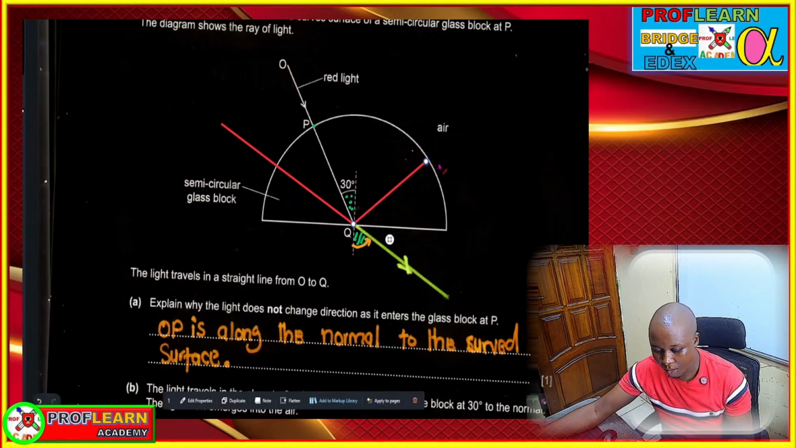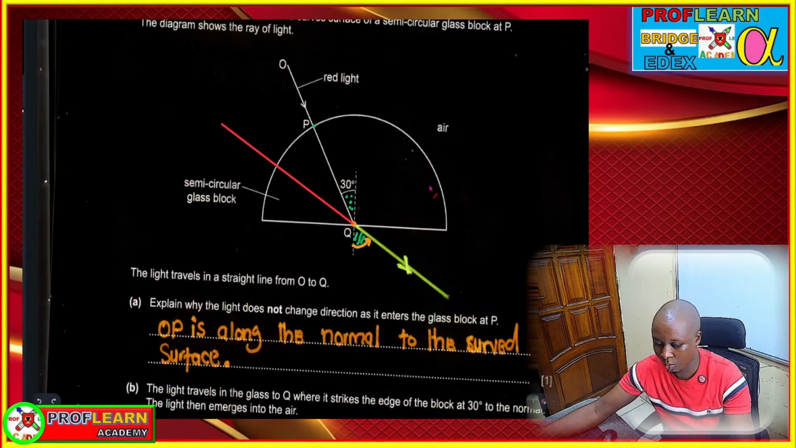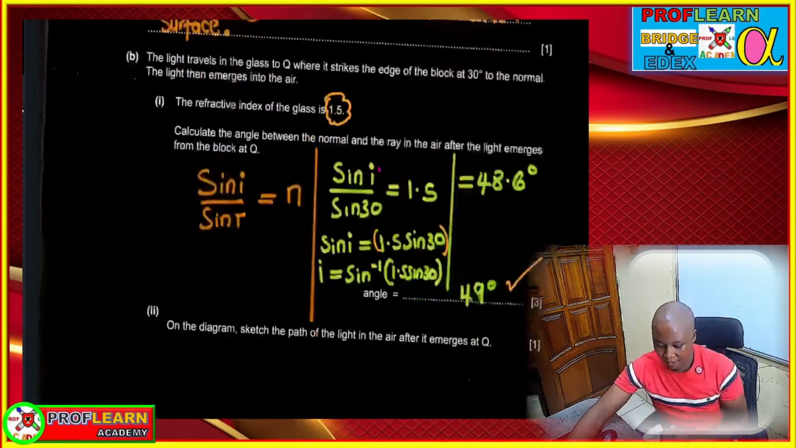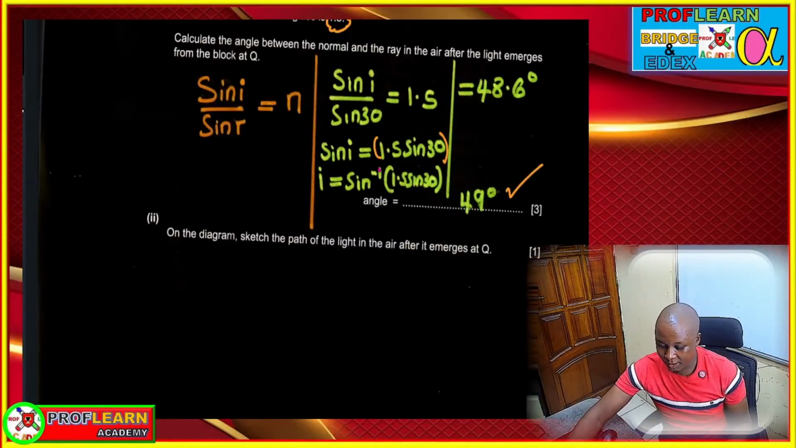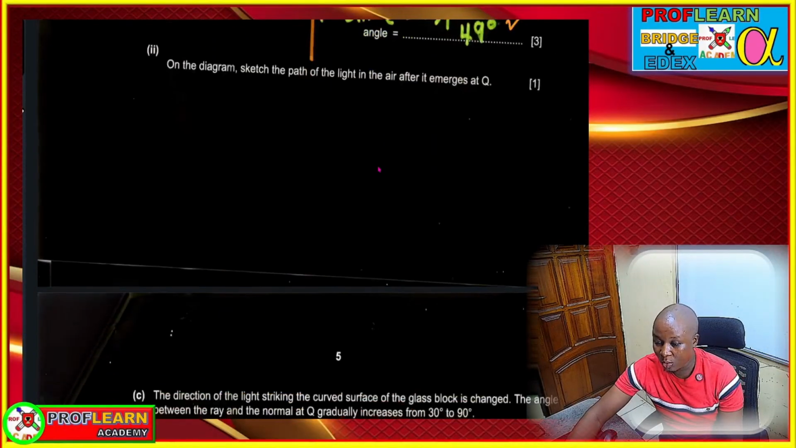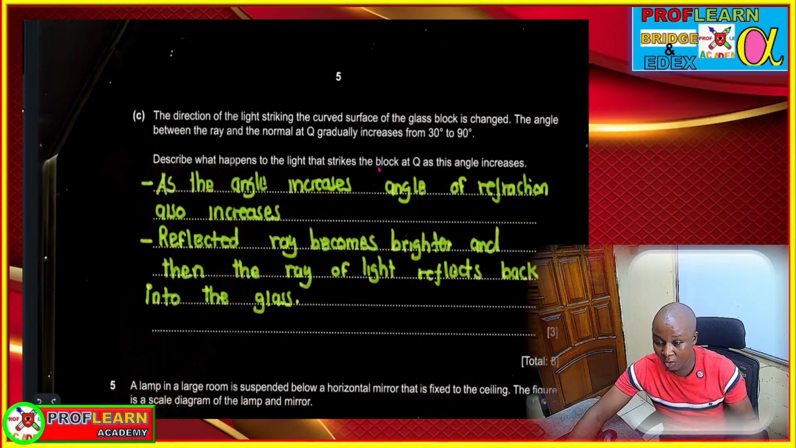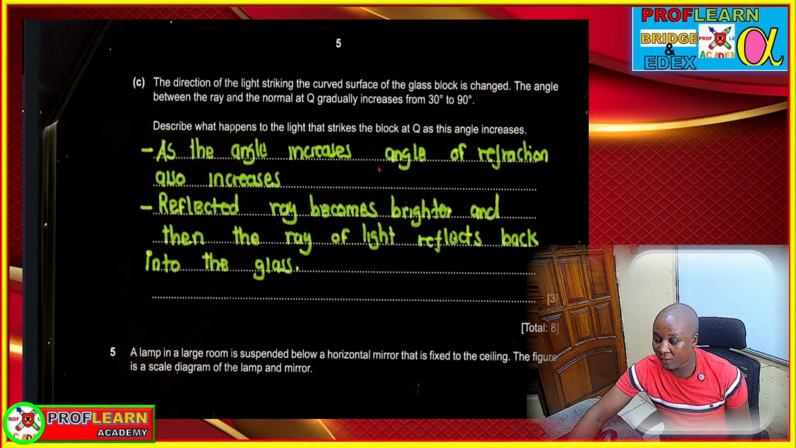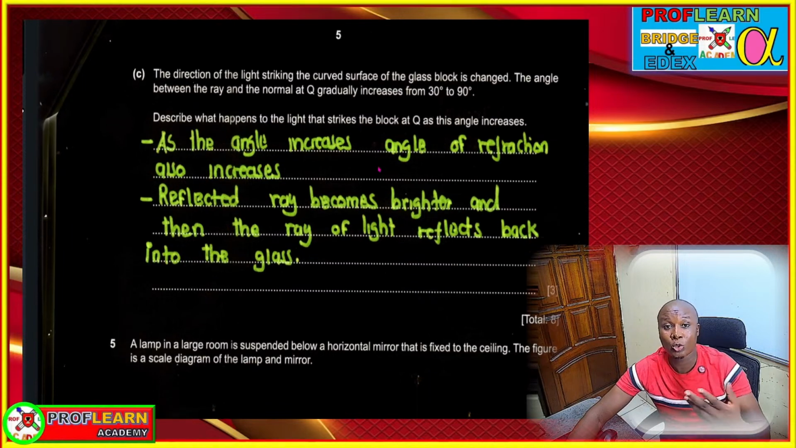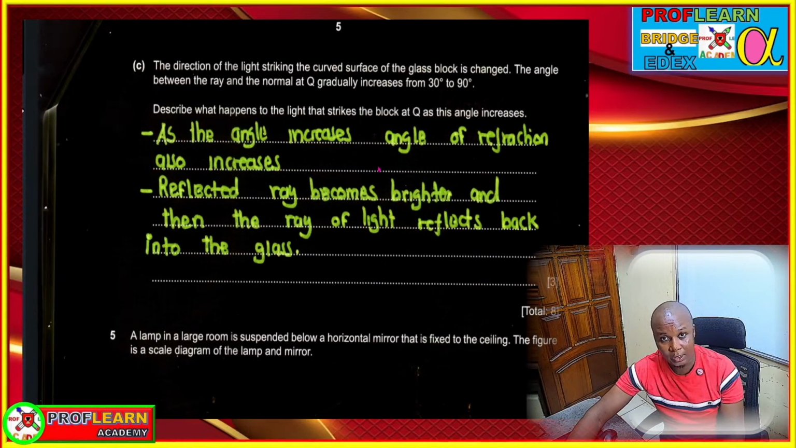So let's see how you are supposed to structure your answer at that point. We are going to say that as the angle of incidence increases, the angle of refraction also increases. The reflected ray becomes brighter, and the ray of light is reflected back into the glass when total internal reflection has occurred.